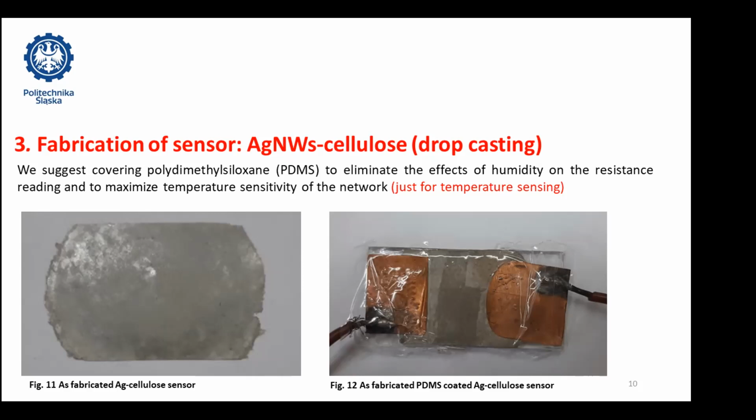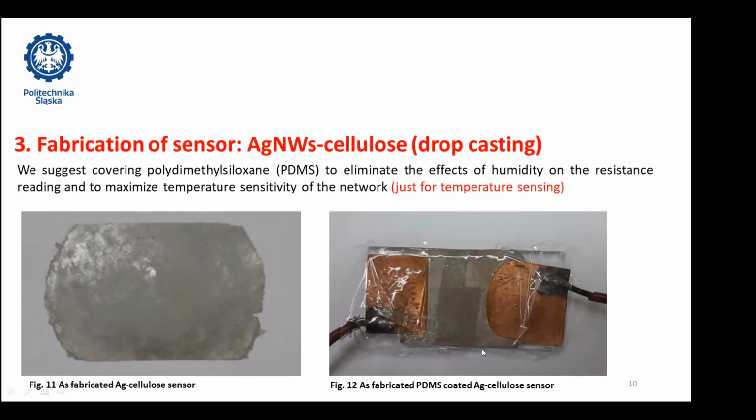Some researchers have argued that it is good to cover your sensor with polydimethylsiloxane, which is known as PDMS. Why? So that the effect of humidity on the resistance reading can be reduced and we can maximize the temperature sensitivity. And here figure 12 shows the arrangement we made.